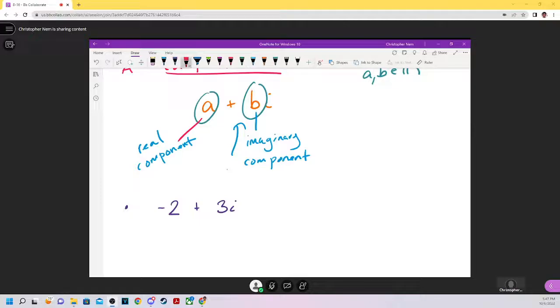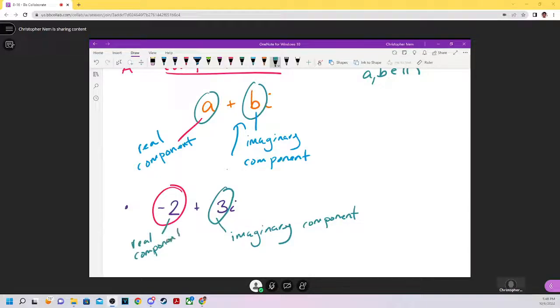Well, the real component is negative 2. The imaginary component is 3. It is not 3i. 3i is an imaginary number, but the imaginary component of this complex number is 3. So you got to be careful with your diction of component. And this is the real component. Okay, so we got the idea so far.